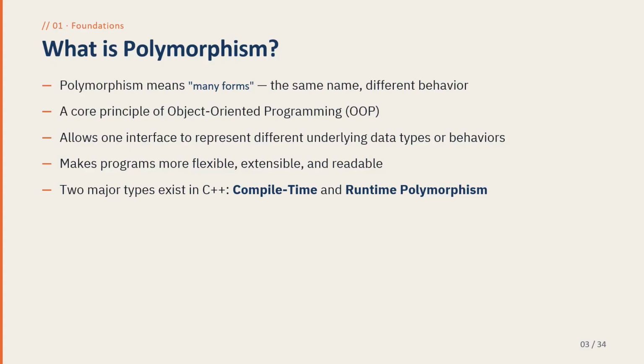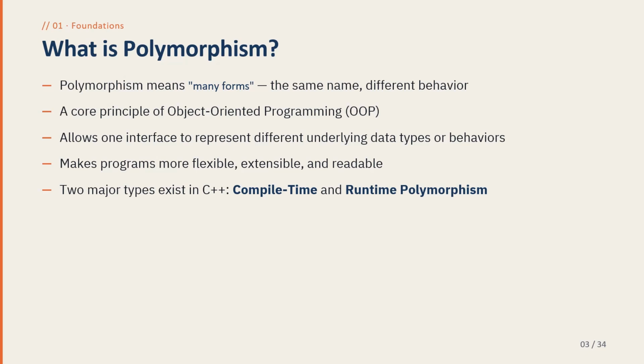So let's begin with the concept of polymorphism. The word polymorphism means many forms in programming. It refers to the ability to use the same name or interface while obtaining different behaviors depending on the situation. Polymorphism is one of the core principles of object-oriented programming. It makes programs more flexible, extensible, and readable.